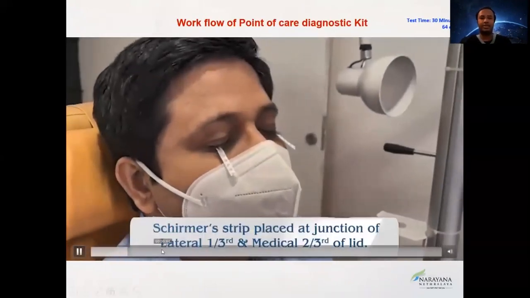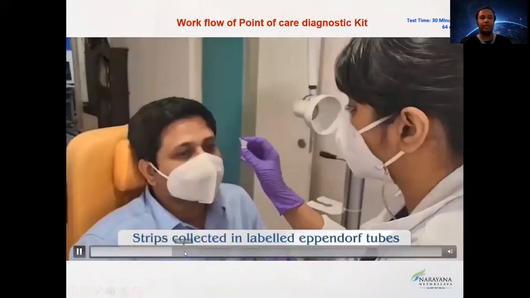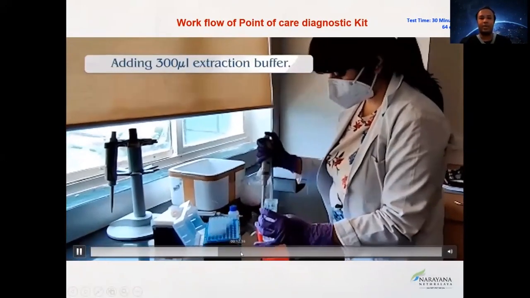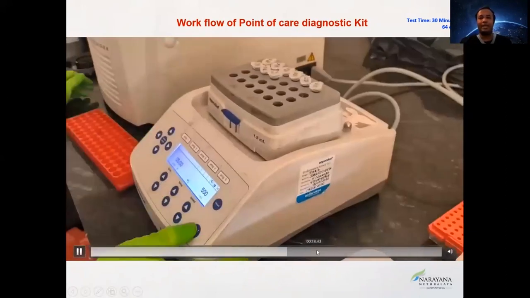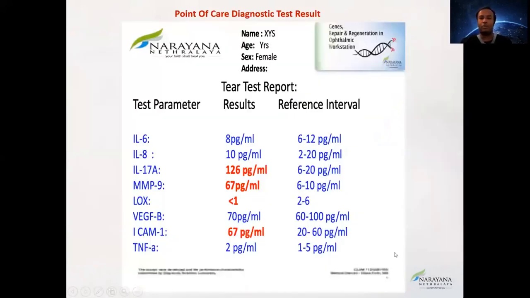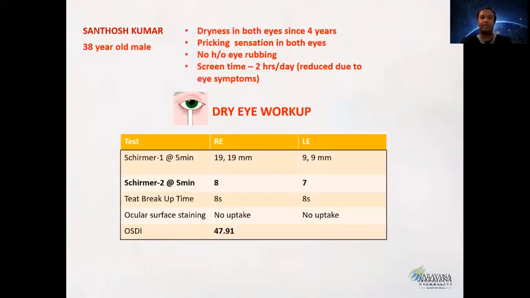This is something where clinicians can be trained. You take out the tears from the Schirmer's, you extract the tear proteins using a buffer. It is then centrifuged and then run on the ILA kit. And it gives you a value, which is in reference to a normative database. How is it helping us in customizing?